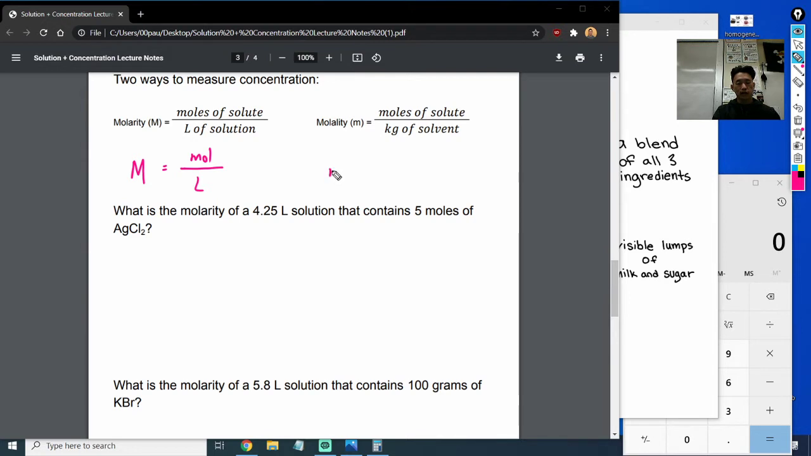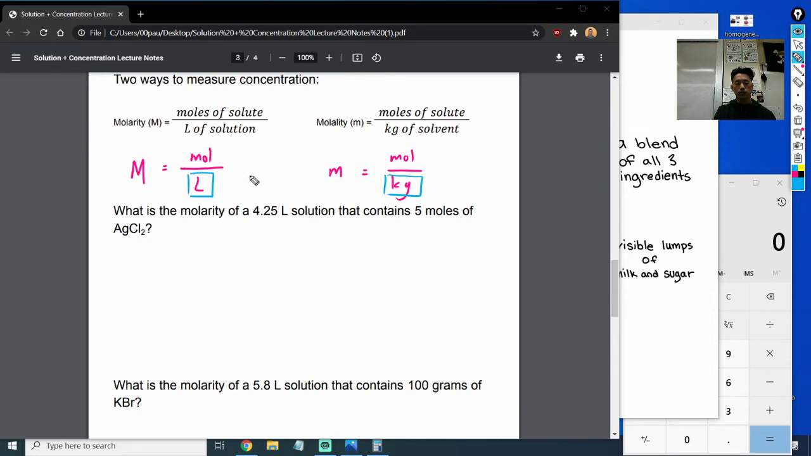And then for molality, it's symbolized by a lowercase m, and then on the top we put moles, but this time instead of liters on the bottom, we have kilograms on the bottom. Okay, so the important thing to remember is that on the bottom of these fractions, you have to have either liters or you have to have kilograms.